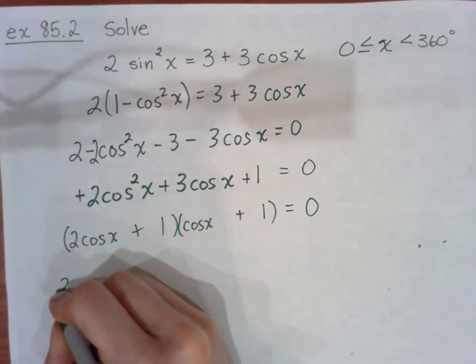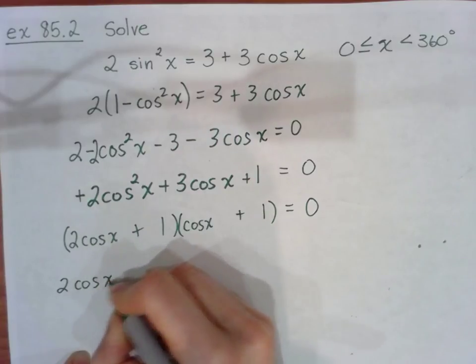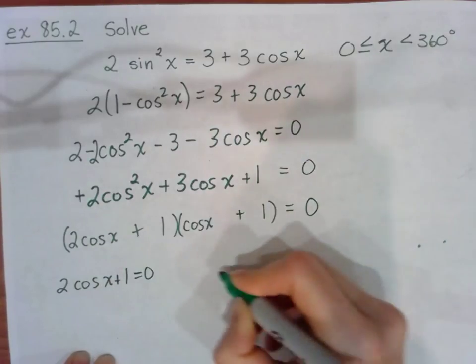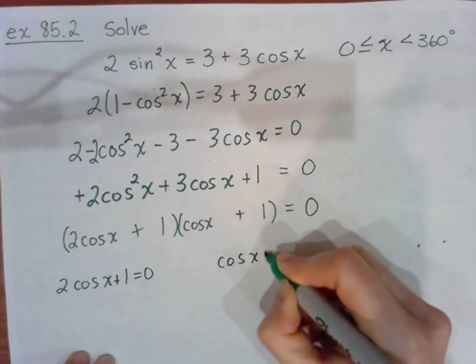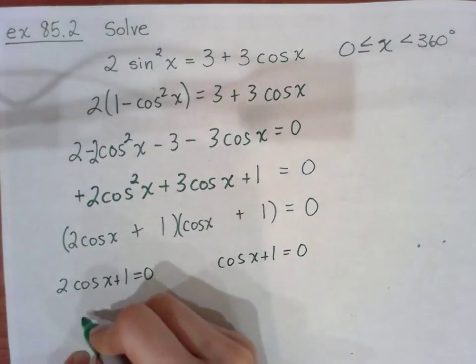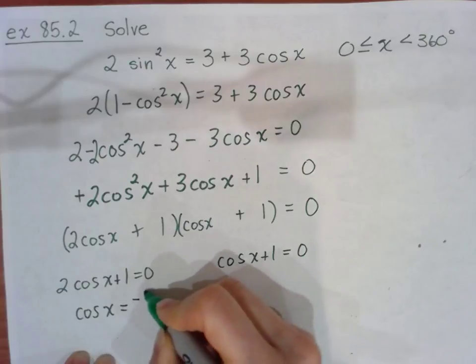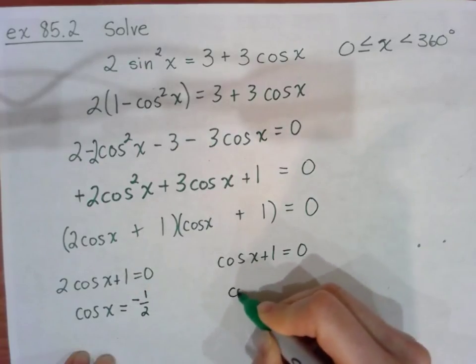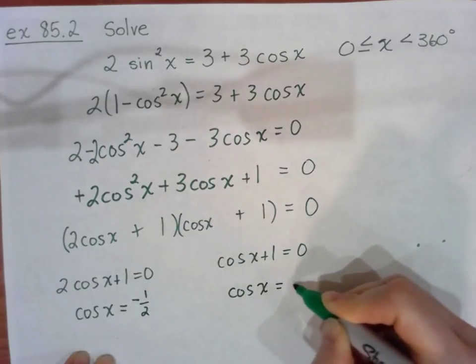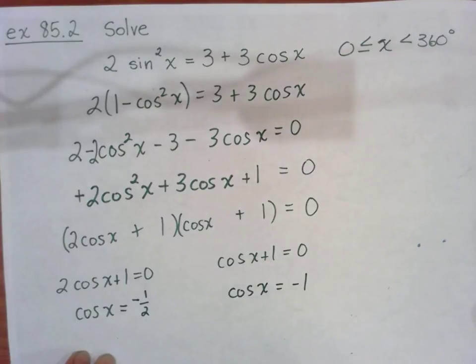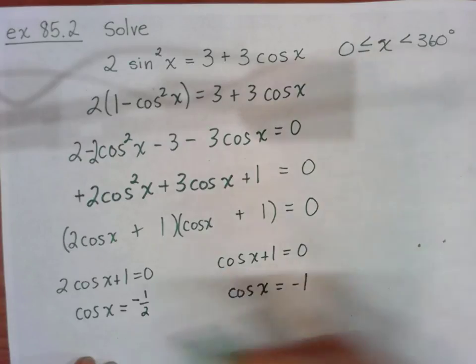Okay, so that means that we have 2 cosine x plus 1 equals 0. Or, well, I'll just write that out. 2 cosine x plus 1 has to equal 0, or cosine x plus 1 has to equal 0. So here we would have cosine of x would be negative 1/2. And here we would have cosine of x being negative 1.